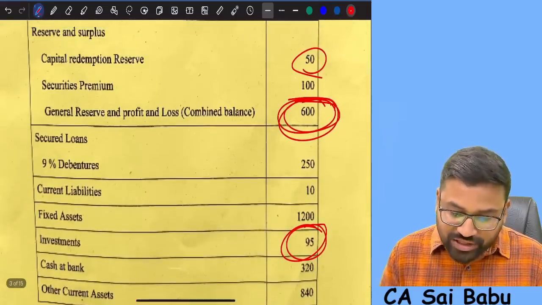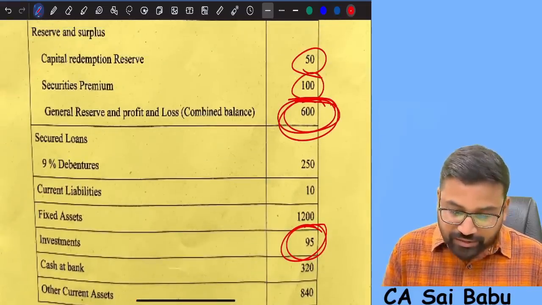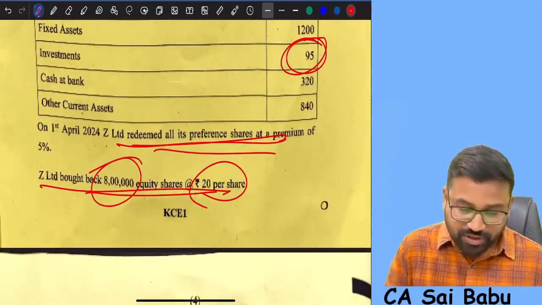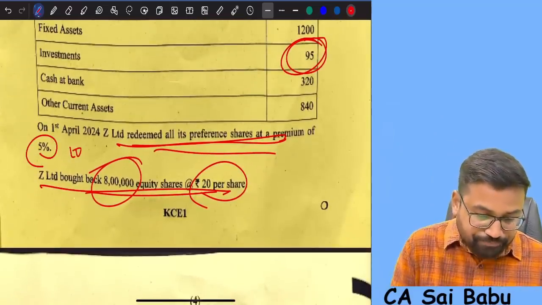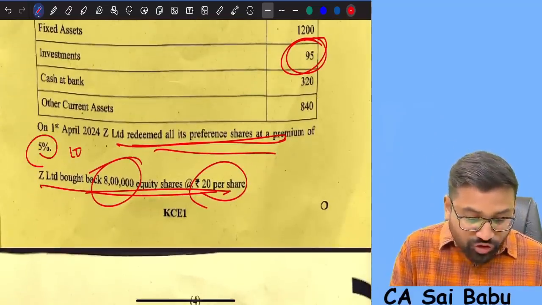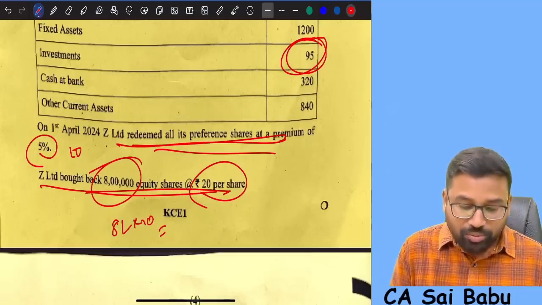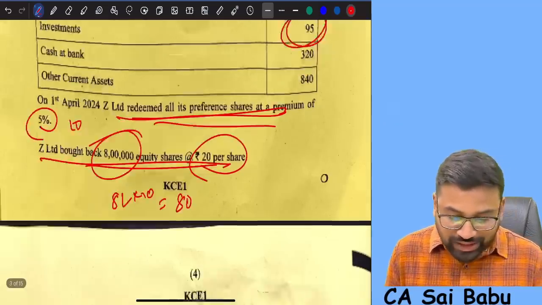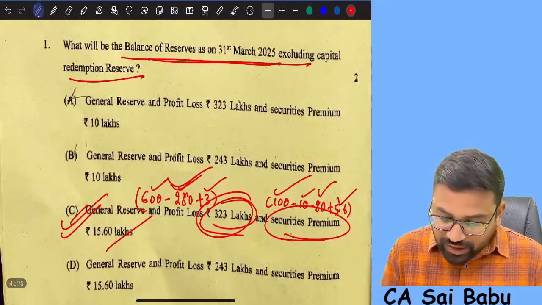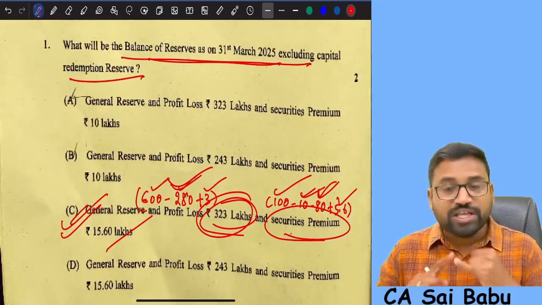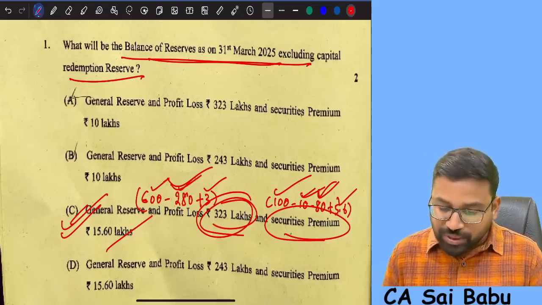Actually original securities premium how much, sir? 100. And here two things happen, sir. One is redemption of preference shares at 5%, so 10. And there is a buyback of securities, 8 lakhs into 10 rupees, so premium on buyback 80 lakhs. So total 90. We will adjust from the securities premium: one is premium on redemption of preference shares, another one is premium on buyback.